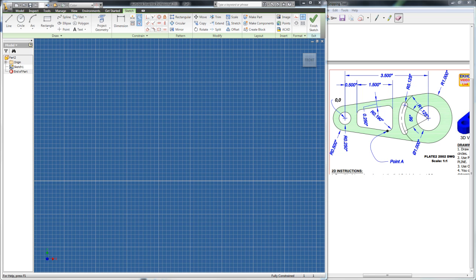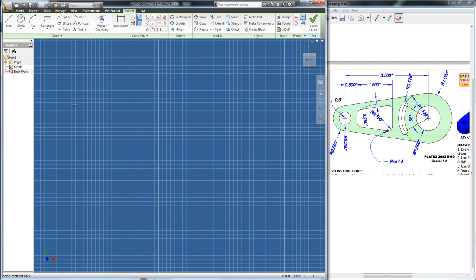In the past tutorials we covered the modify, pattern, constrain, and draw sections of the sketch tab. Now we're going to put that all together and draw something that might be remotely resembling something that you might have to do in the future. This plate I found on the internet. I just googled 2D AutoCAD drawing for practice. So we'll try and draw that out.